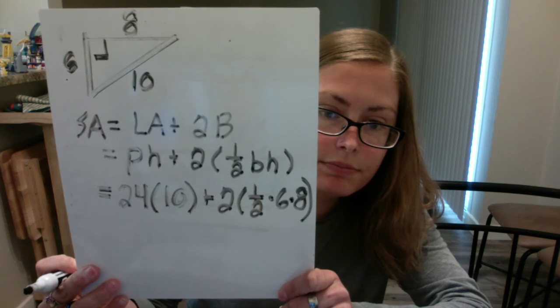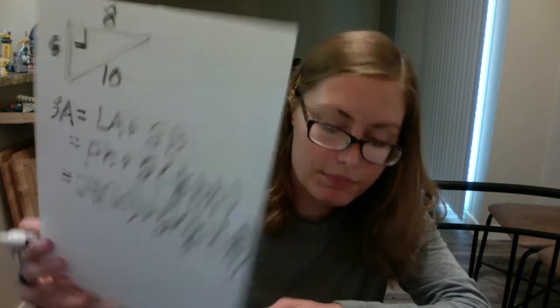Our height is 10 plus 2 times 1/2 times our base, which is 6, times our height, which is 8. The 2 and the 1/2 cancel. We get 240 plus 48. So we get 288 inches squared.